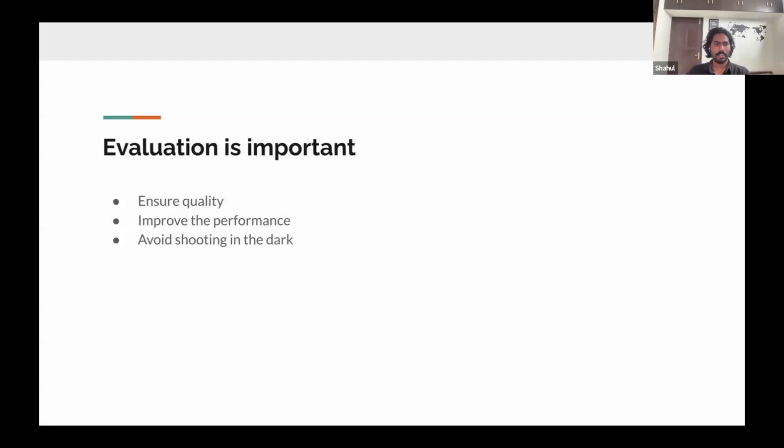Okay, the first thing, evaluation is important. It's something that everyone talks about these days. Everyone knows it's important, but nobody really has cracked how to do this evaluation in a scalable manner. So why we need evaluations: it basically ensures quality, helps you to improve the performance of your application, and also helps you to avoid being in a shooting in the dark situation with your AI application. So those are the three main pillars when it comes to why evaluation is important to adopt and use LLM applications in production when it comes to enterprises.